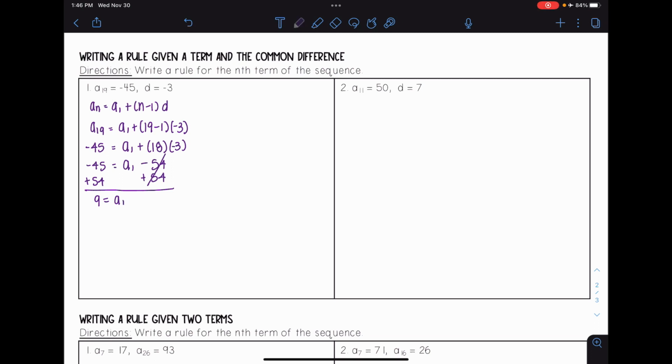So now I have my first term, I have my common difference, so now I can go ahead and plug those into my rule form to get my actual rule. So I have a1 is 9 plus n minus 1 times d, which is negative 3. Distributing that negative 3, I get negative 3n plus 3. And so my rule is going to be an is equal to negative 3n plus 12.